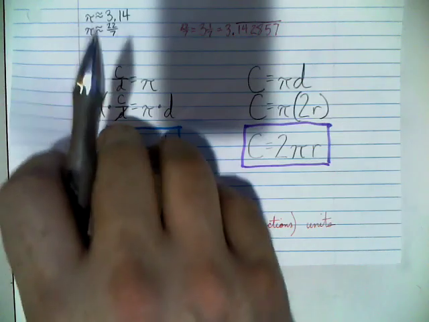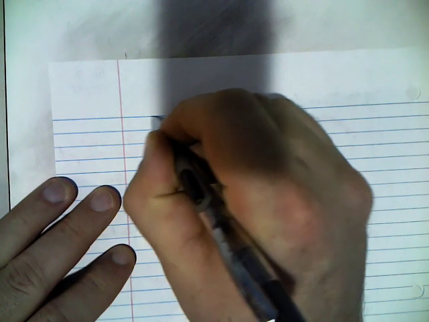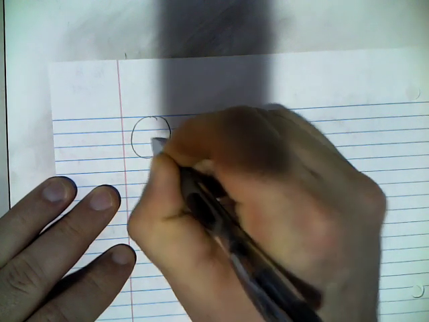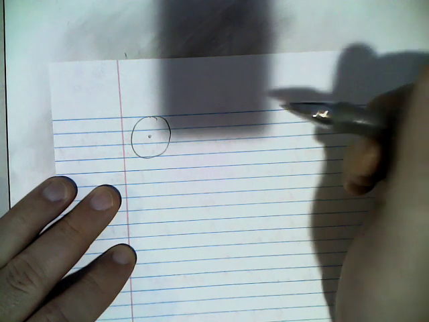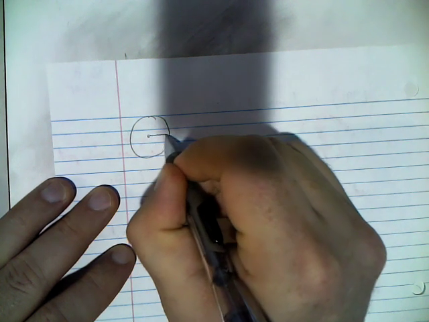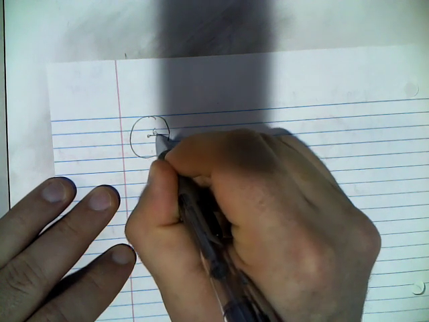So let's flip to the back, and we're going to do a few examples here. So I'm going to draw a circle. I'm going to put a center dot in there, and then I'm going to go like this and label that as 6 inches. And I would like to find the circumference of this.